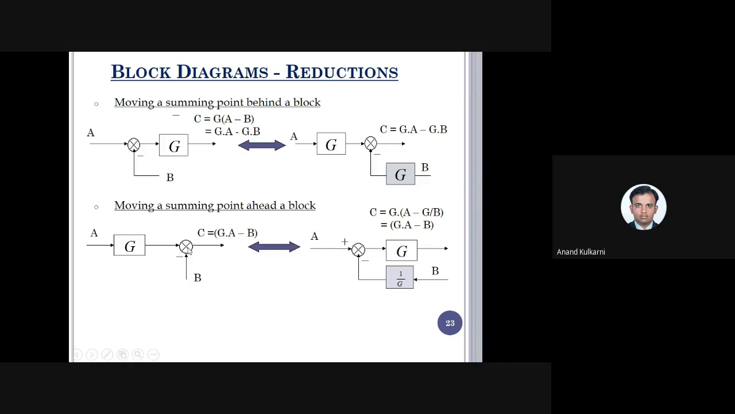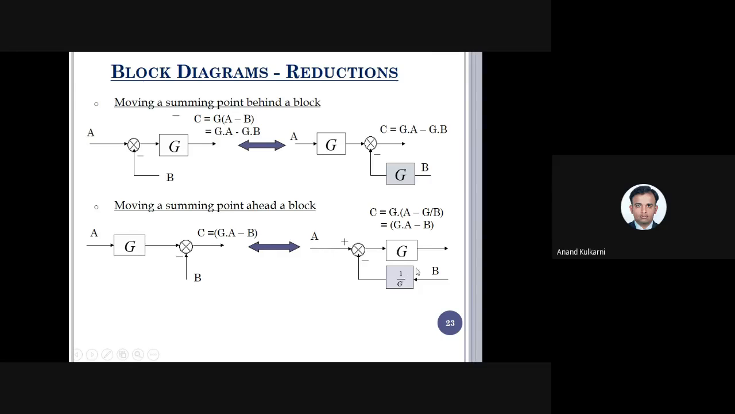Similarly, if the summing point is moved behind, if the summing point is moved here like this, how is this going to happen? Just observe here. It is g of a minus b. This is the output. So if the summing point is shifted from in front and moved here, what are we going to have? We are going to have this.